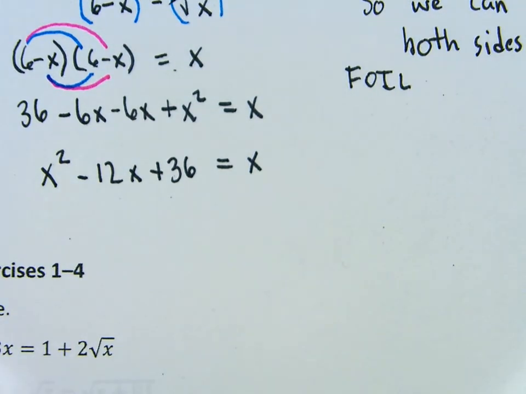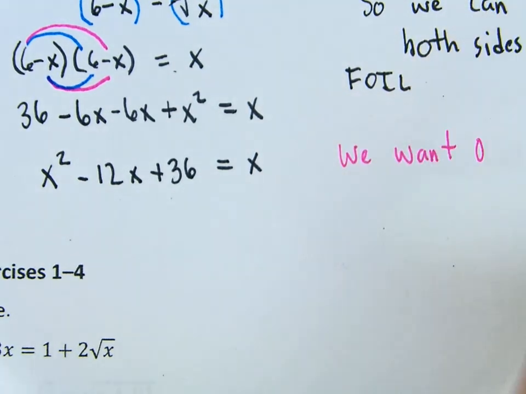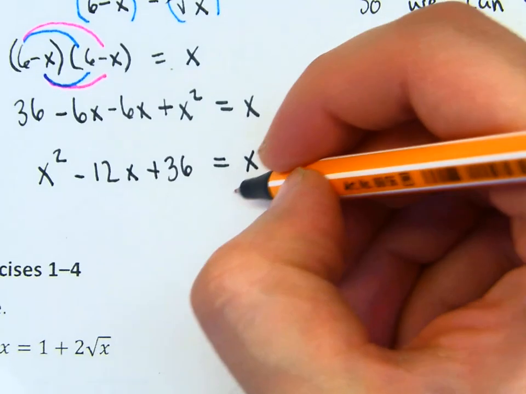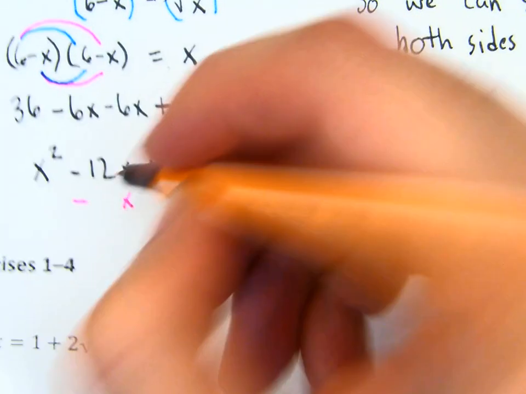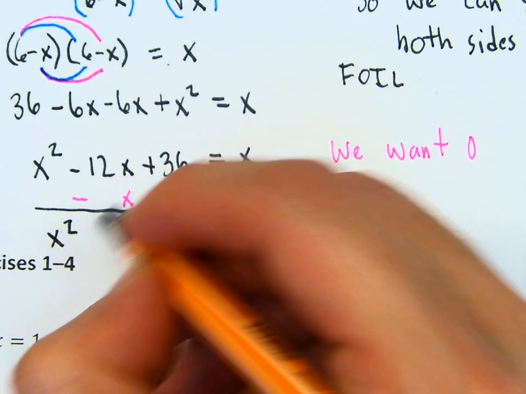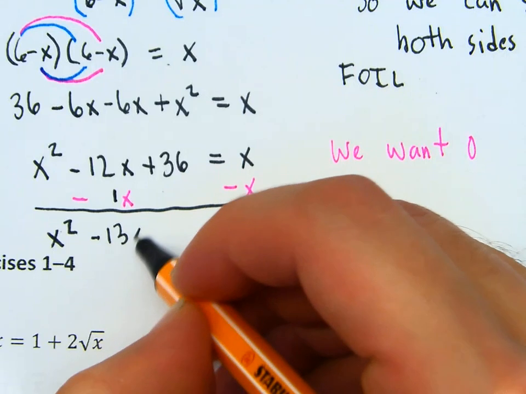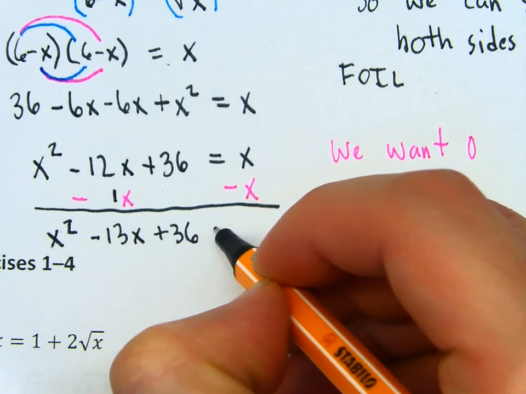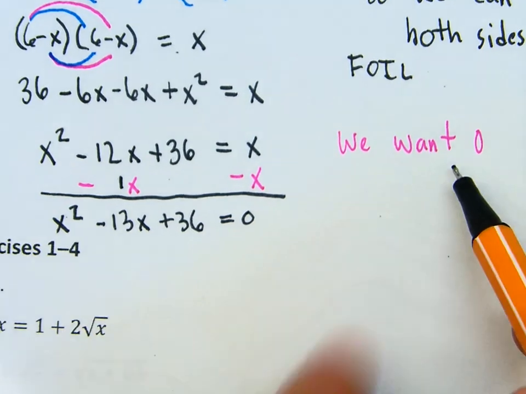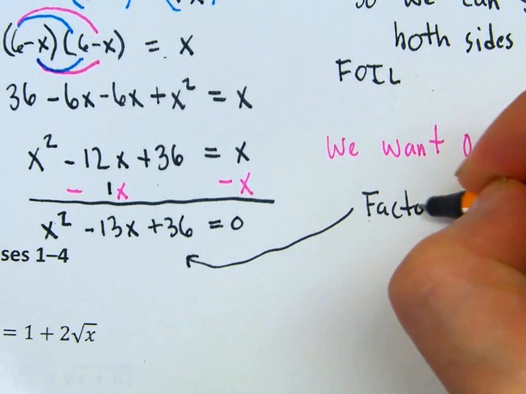Okay? So we want 0. We want to get 0 on this side. So how would we do that? We could do minus x, and now we have x squared. Negative 12 minus this positive 1 here is negative 13x, positive 36, and that equals 0. And we've said it throughout the week. Why do you want 0? Because over here, we want to be able to factor, okay?